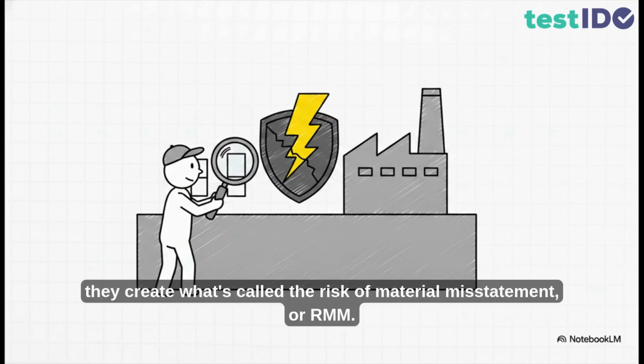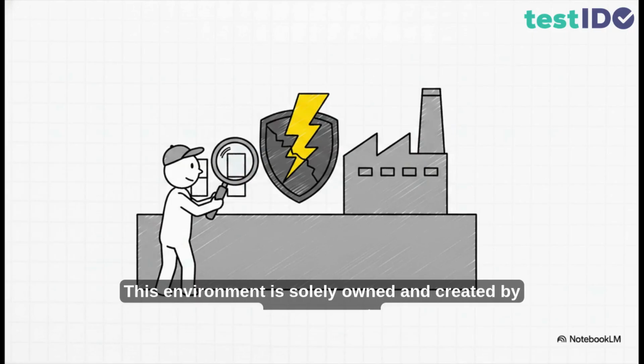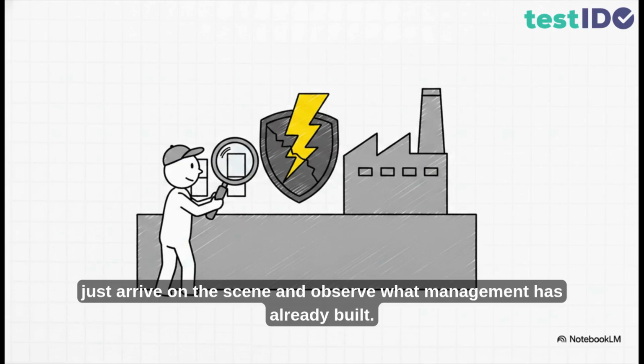When you combine them, they create what's called the risk of material misstatement, or RMM. This environment is solely owned and created by management. The auditor just arrives on the scene and observes what management has already built.